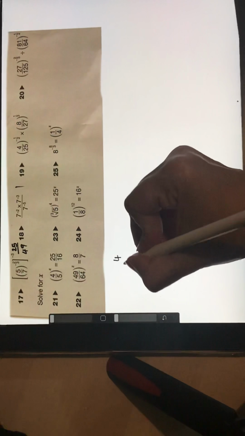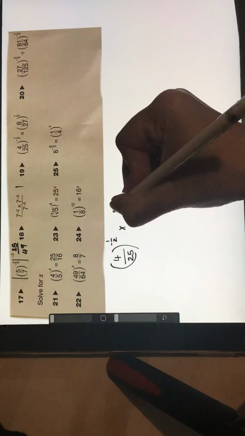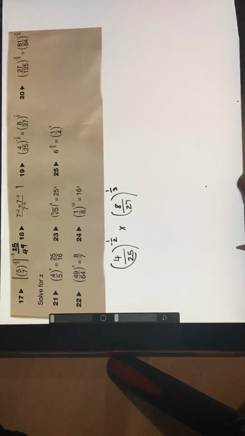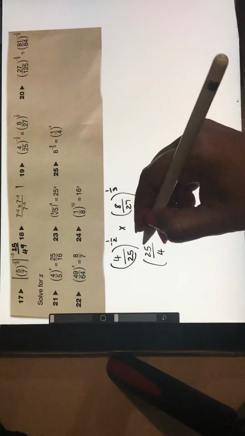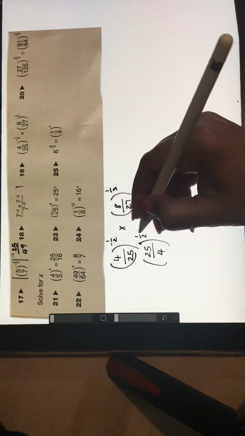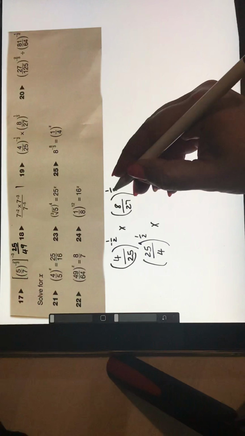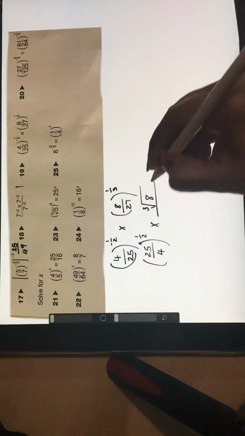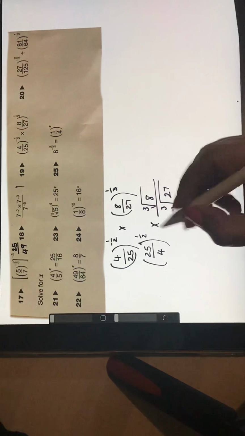we've got 4 over 25 raised to the power of negative a half, times 8 over 27 raised to the power of 1 over 3. First, let's get rid of this negative 1 by simply flipping everything that's inside the bracket. We flip the fraction, and then our negative index becomes a positive 1, times, and this one stays exactly the same. We can, however, take the cube root of everything, because that is what that fractional index indicates. The same on this side.